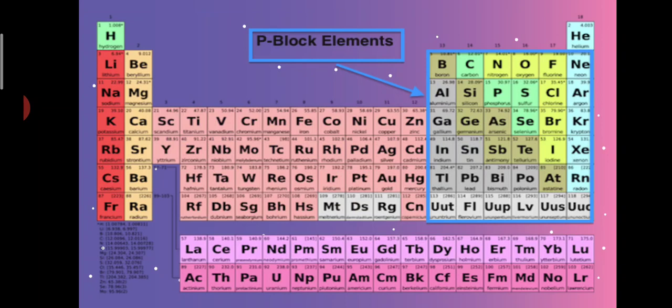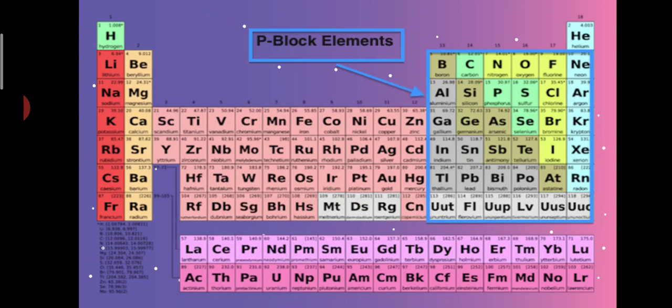So you all know very well, this is the periodic table. On the left side of the periodic table you can see the S block elements. The right side, the highlighted one, we call it as P block elements. In between the S and P block you can see the D block elements, and at the bottom we have the F block or inner transition elements, and D block elements are also called as transition elements.